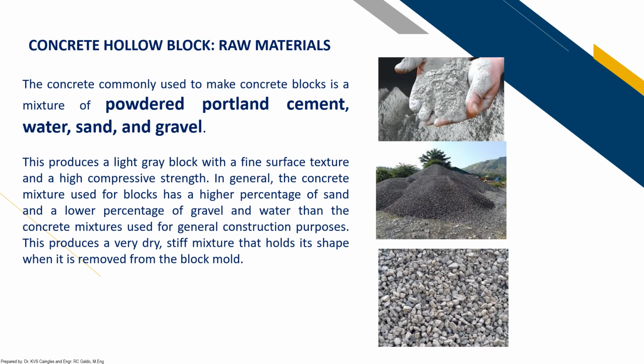The concrete commonly used to make concrete block is a mixture of powdered Portland cement, water, sand, and gravel. This produces a lightweight gray block with a fine surface texture and a high compressive strength. In general, the concrete mixture used for blocks has a higher percentage of sand and a lower percentage of gravel and water than the concrete mixtures used for general construction purposes. This produces a very dry, stiff mixture that holds its shape when it is removed from the block mold.